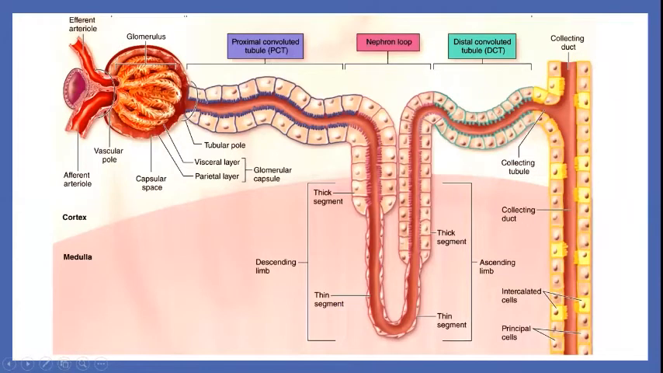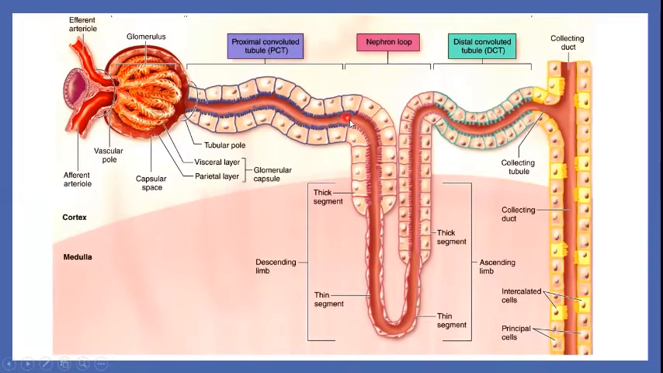Here's a little different view that shows us all the different cell types that line the proximal and distal convoluted tubule. Here's the glomerulus with its afferent arteriole and efferent arteriole. Filtrate will be produced inside of the capsular space and fed into the proximal convoluted tubule. Here we have specialized cells that are going to be reabsorbing a lot of that secretion.